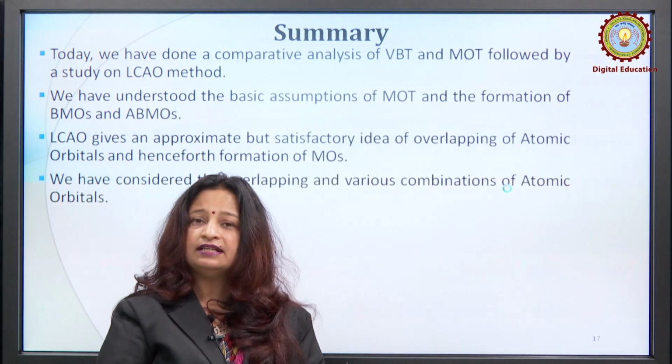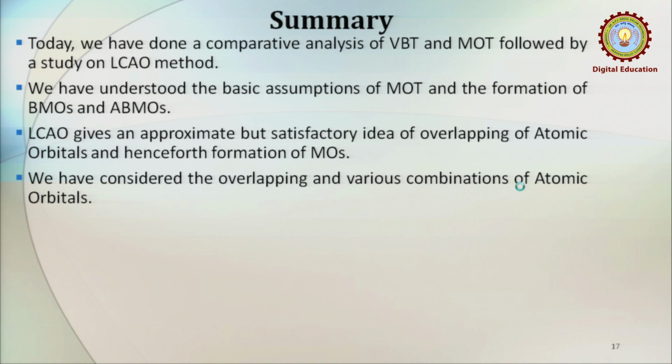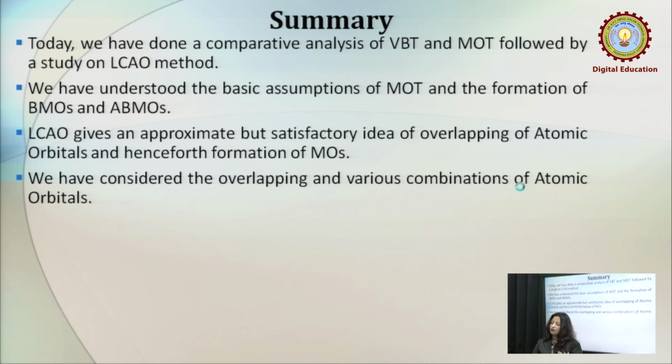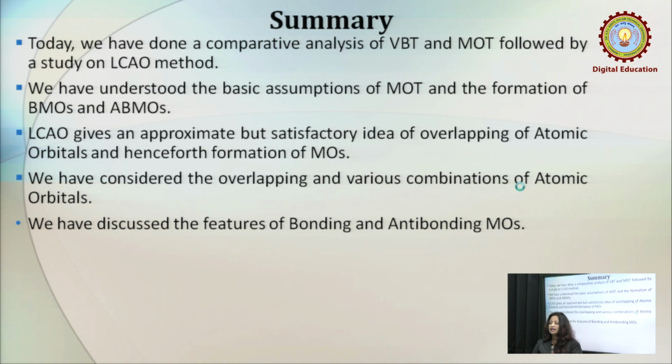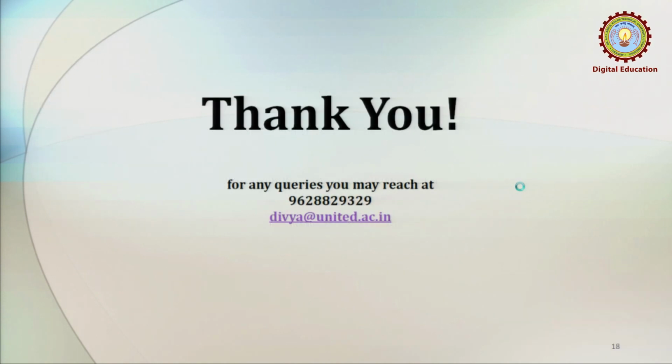So, we have considered the overlapping of various atomic orbitals. You can see how we have drawn a conclusion on how the S-S atomic orbitals overlap, how the P-P atomic orbitals overlap, and what kinds of combinations are possible. Also, we have discussed the features of bonding and anti-bonding molecular orbitals.